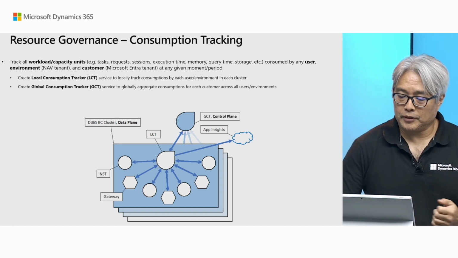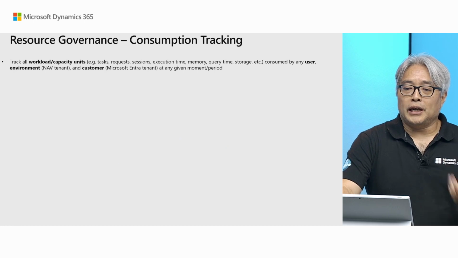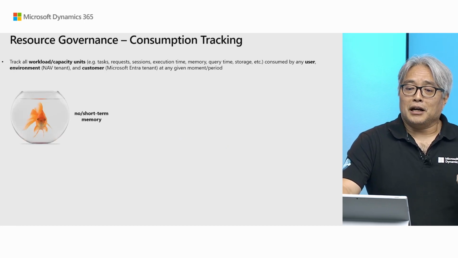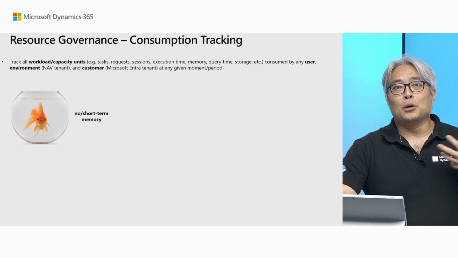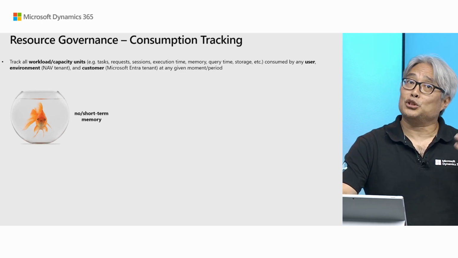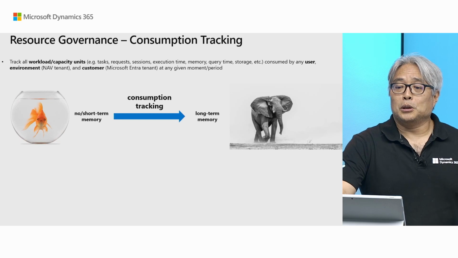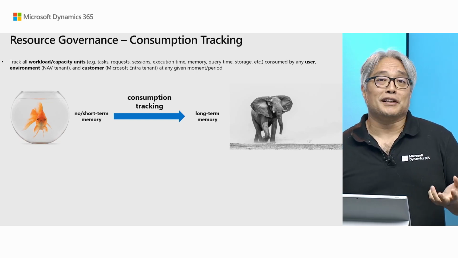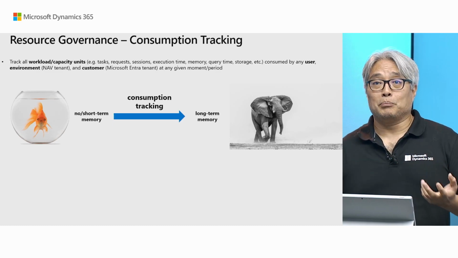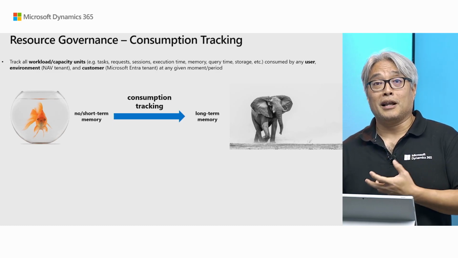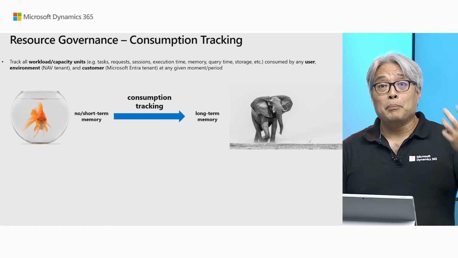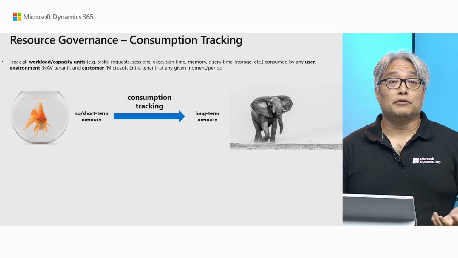Okay? So what we gain with consumption tracking is, on a lighter side, going from having no or short-term memory into having a long-term memory. Like the myth that goldfish have no memory and elephants have a long-term memory. We are actually turning Business Central Online from a goldfish into an elephant, because now we can remember all types of consumption patterns for each tenant.